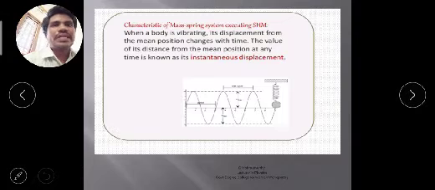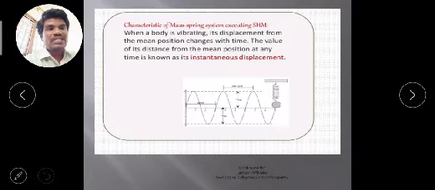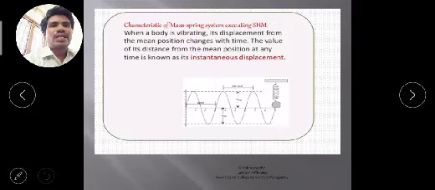Okay, now the characteristics of a mass spring system executing simple harmonic motion are the characteristics of simple harmonic motion. When a body is vibrating, its displacement from the mean position changes with time. The value of its distance from the mean position at any time is known as its instantaneous displacement.